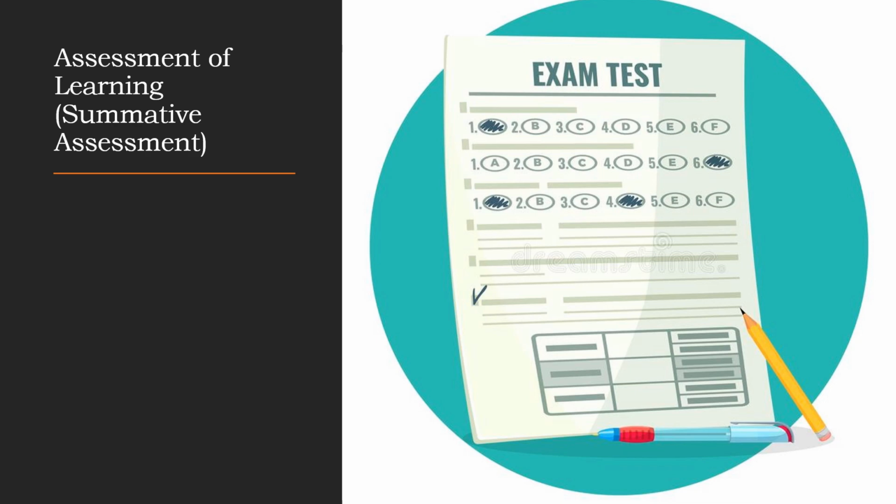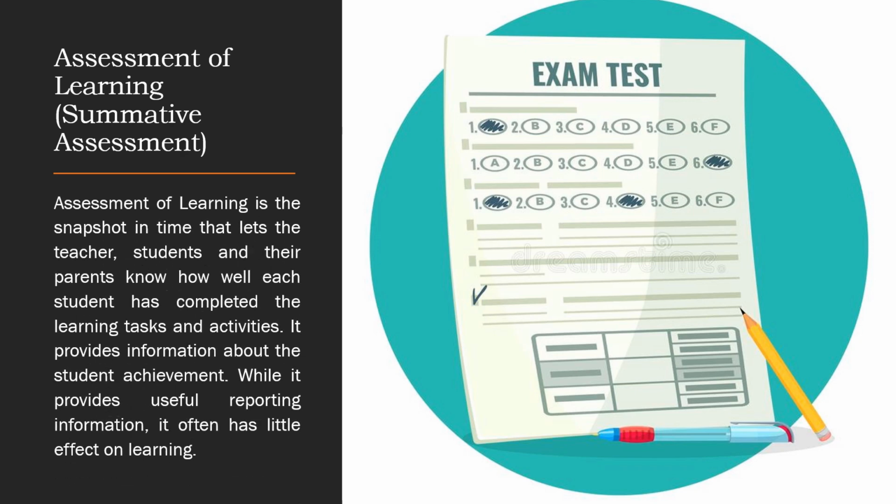The second type is the assessment of learning, which is the summative assessment. Assessment of learning is the snapshot in time that lets the teacher, students, and their parents know how well each student has completed the learning tasks and activities. It provides information about students' achievement. While it provides useful reporting information, it often has less effect on learning. Most of the time, it is our exam, test, or the paper and pencil test.